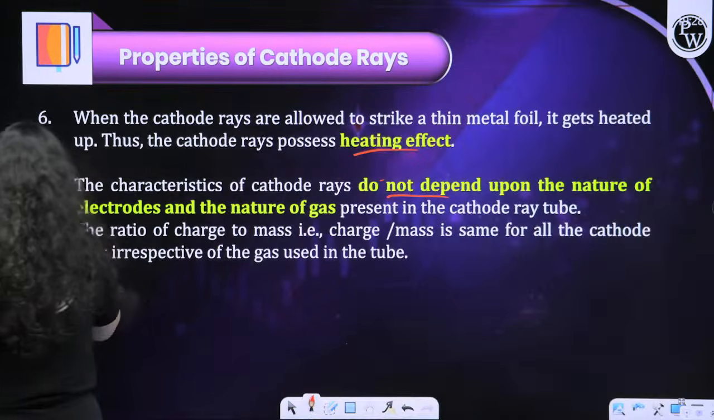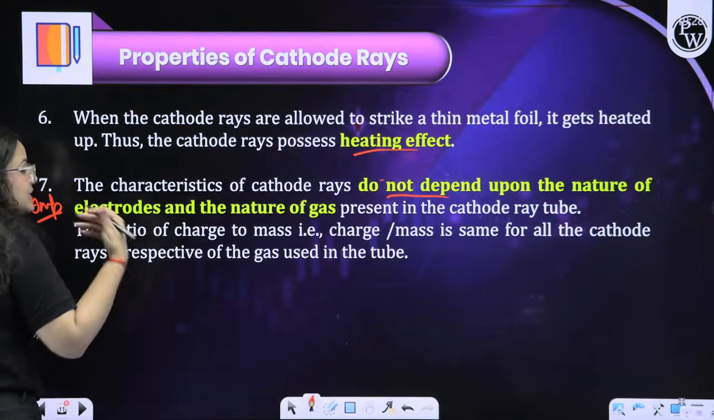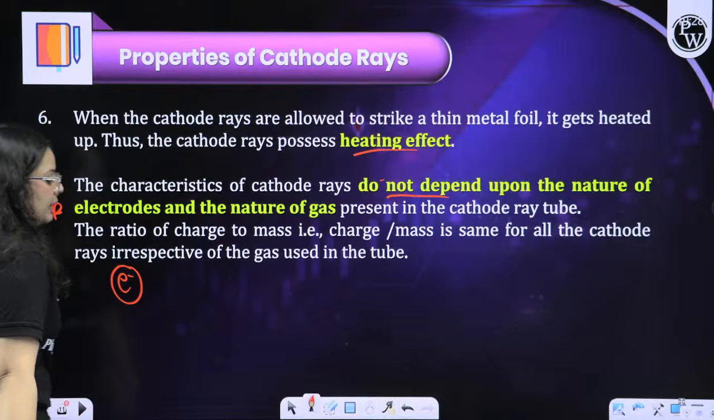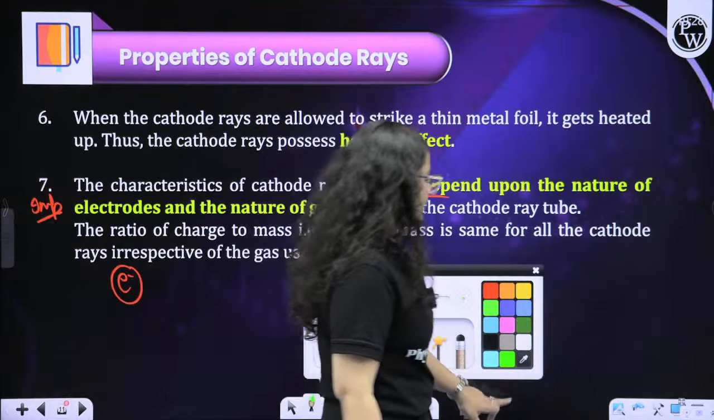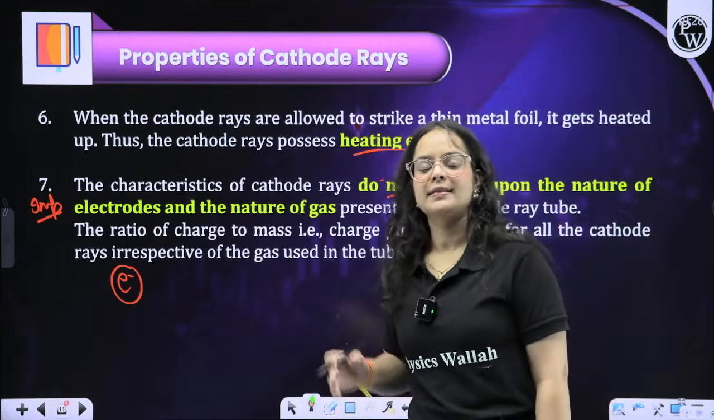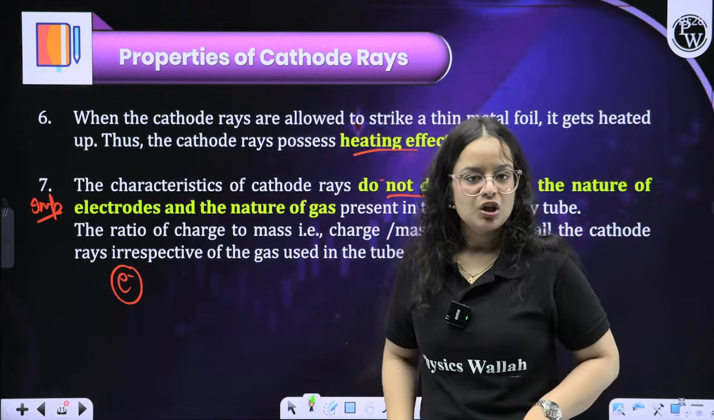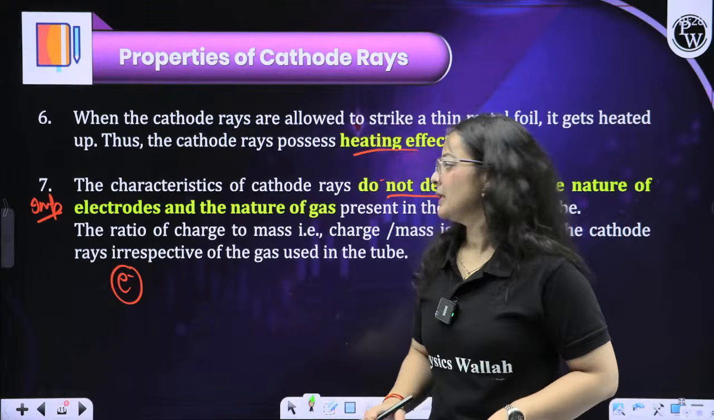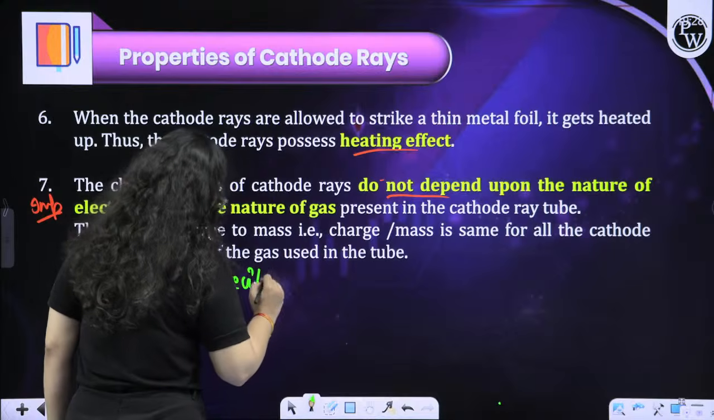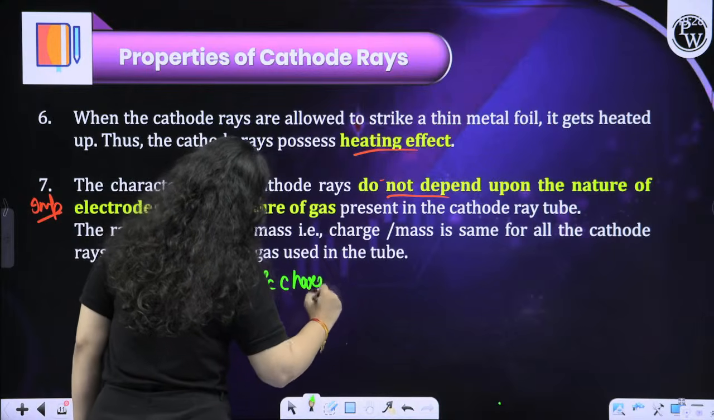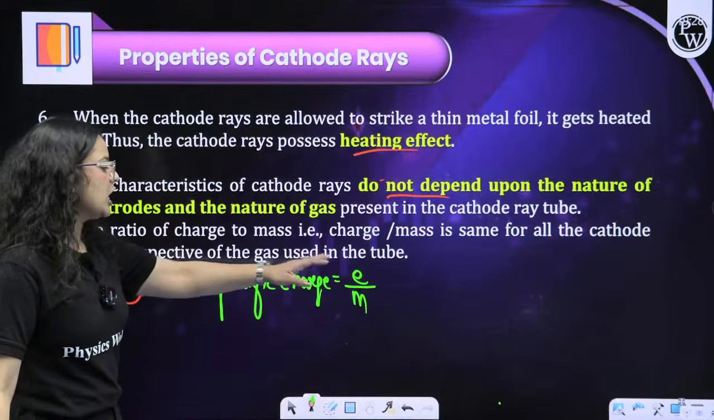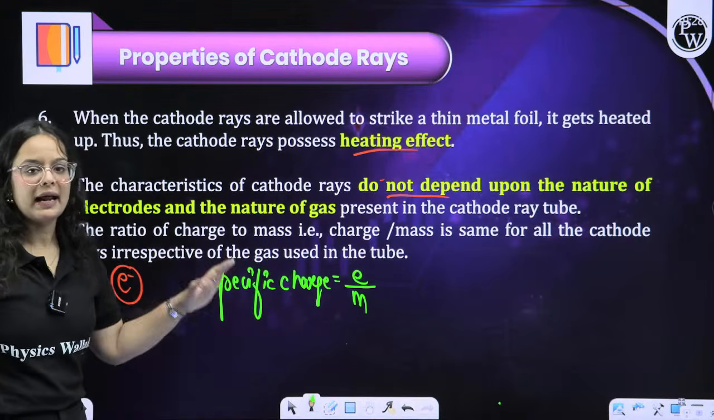This is very important. As I told you, what comprises the cathode ray is electrons. The electron will never change, whether it comes from a metal, from gas A, or from gas B. The electron will not change at all. So we can say that e/m is the specific charge. Beta, what is specific charge? Specific charge is e/m, charge by mass. The charge by mass of cathode rays will not change at all.